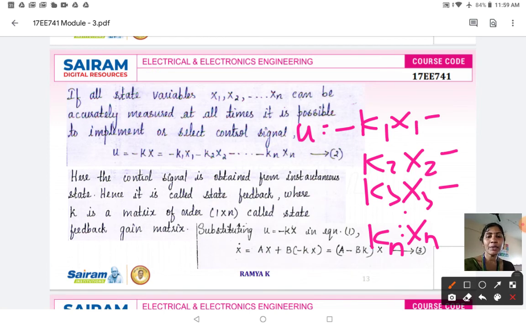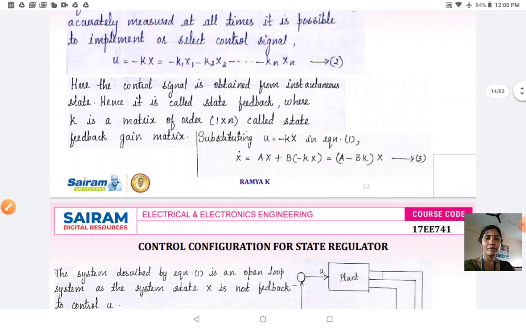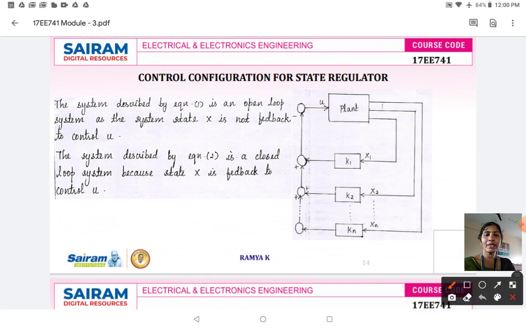Therefore, the control signal is obtained from the instantaneous state, hence it is called feedback. After substituting the control law u is equal to minus Kx in your state equation, you get x dot is equal to Ax plus, in the place of u, minus K into x. After resolving, you get (A minus BK) into x. When you draw the state diagram for the plant, for as many state variables as you have, that many state feedbacks you get, and they should be taken as an error input towards your input.